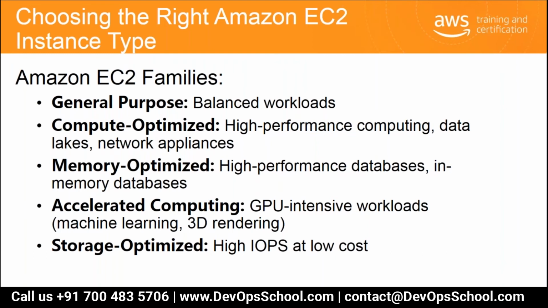Memory optimized is one family where you get memory optimized VMs which are good for high performance databases, in-memory databases, etc. If you want to spin up your database, or your in-memory database, you will go for this. Accelerated computing, if you have huge GPU intensive workloads like machine learning or 3D rendering, you may go for that family. And then storage optimized is for IOPS at low cost. So AWS provides a wide variety of compute instances for you.